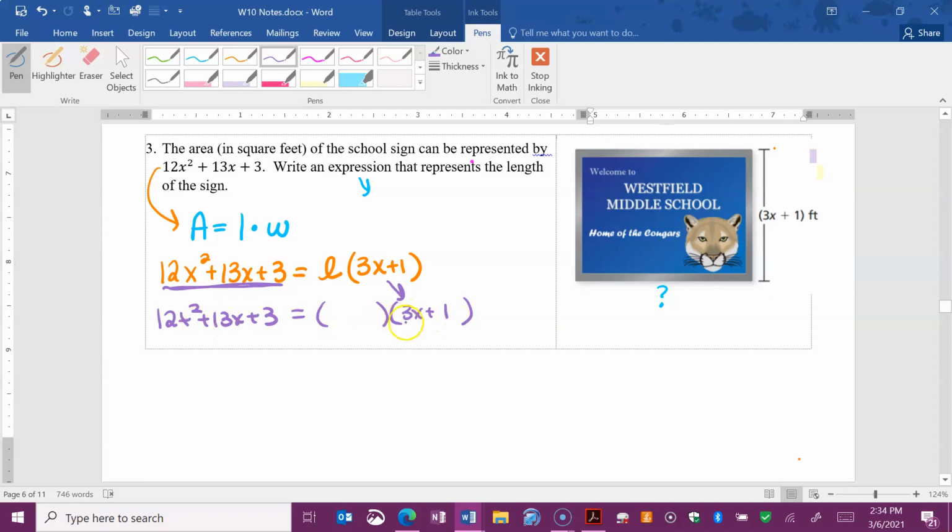Well, let's start off with the front part. We know that 3x times something is 12x squared. So doesn't that have to be 4x? And we know that 1 times something has to be 3. So doesn't that have to be 3? Let's just check that. This would be 12x squared. Yep, that's good. 4x. This would be 9x. That's 13x and 3. Yay! So didn't we just solve for the length by dividing? In fact, this is actually easier because we were given one of the factors. So one of the factors is 4x plus 3 feet. That is the length.